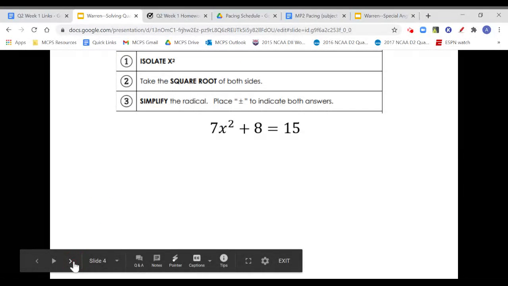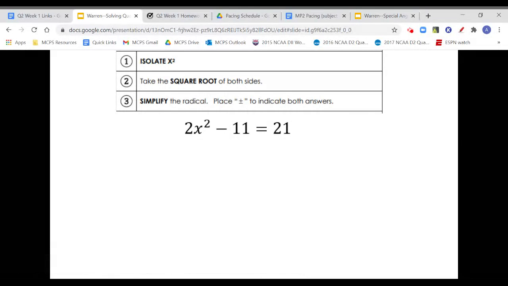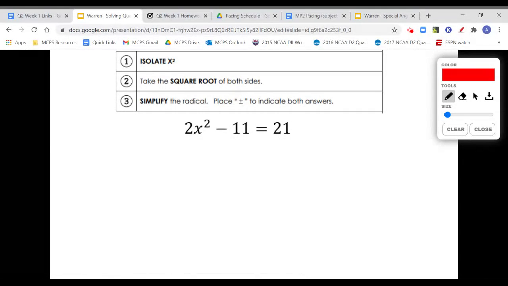With that being said, let's try another problem. So looking at this one, we are once again going to start by isolating x. So there's a couple steps here, right? If I want to get x squared by itself, the first thing that I'm going to have to do is add 11 to both sides. After I do that, I'm left with 2x squared is equal to 32. And then from there, I'm going to go ahead and divide both sides by 2.